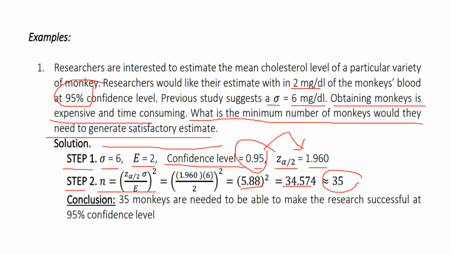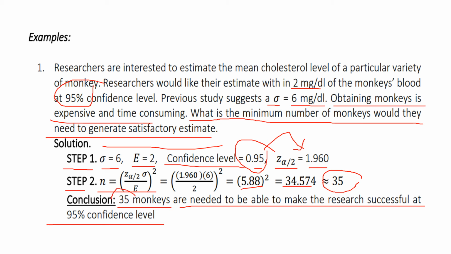Because there is no sample size which is equal to 0.5. For example, there is no monkey which is equal to 0.5. So we cannot say that there is a 0.5 monkey. So it should be 1 monkey. That's why we need to round up. Conclusion: 35 monkeys are needed to make the research successful at a 95% confidence level.